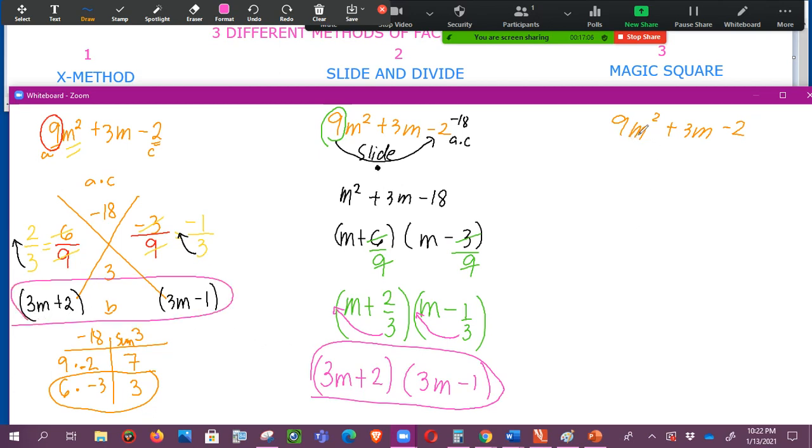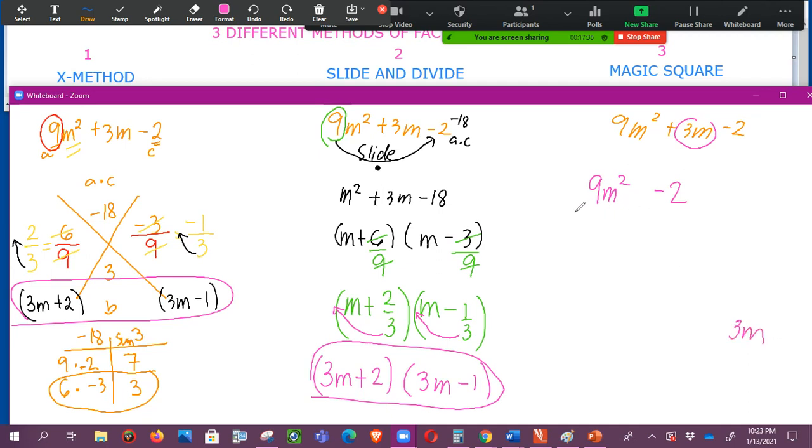Last one, magic square. As I promised, since you are not a beginner anymore and this is your second time of using a magic square, you will just align all the given terms. Write the first term, write the last term, and put the middle term at the very bottom part of this trinomial, of this box. Imagine that this will be your last cell.